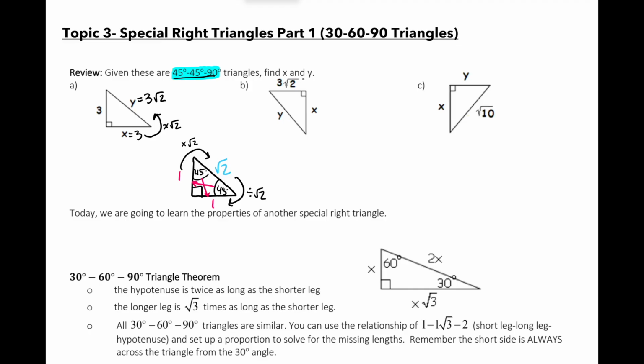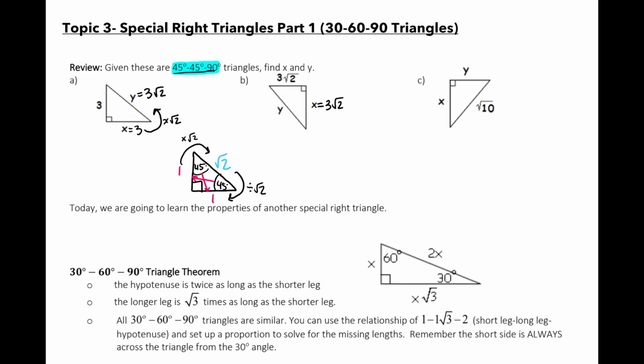Now let's look at another one. I have a short side length of 3 root 2, which means that the other short side length has to also be 3 root 2. So this final triangle, we have the hypotenuse of root 10. So in order to get the smaller side, we have to divide by the square root of 2. So I have the square root of 10 divided by the square root of 2. These are both radicals, so I can divide the insides and get the square root of 5. So both of these side lengths are the square root of 5.